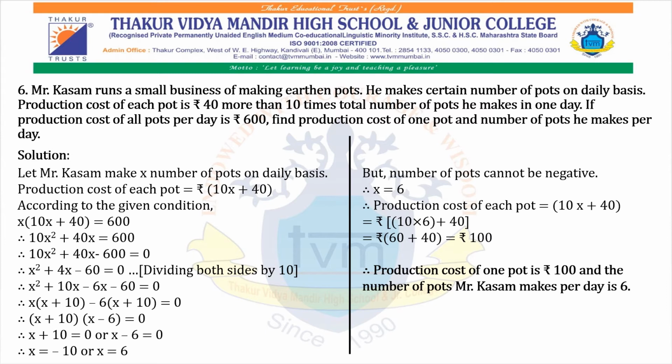Now, the production cost of each pot is 10x plus 40, that is 10 into 6 plus 40, which is equal to rupees 100. Therefore, the production cost of one pot is rupees 100 and the number of pots Mr. Kasam makes per day is 6.